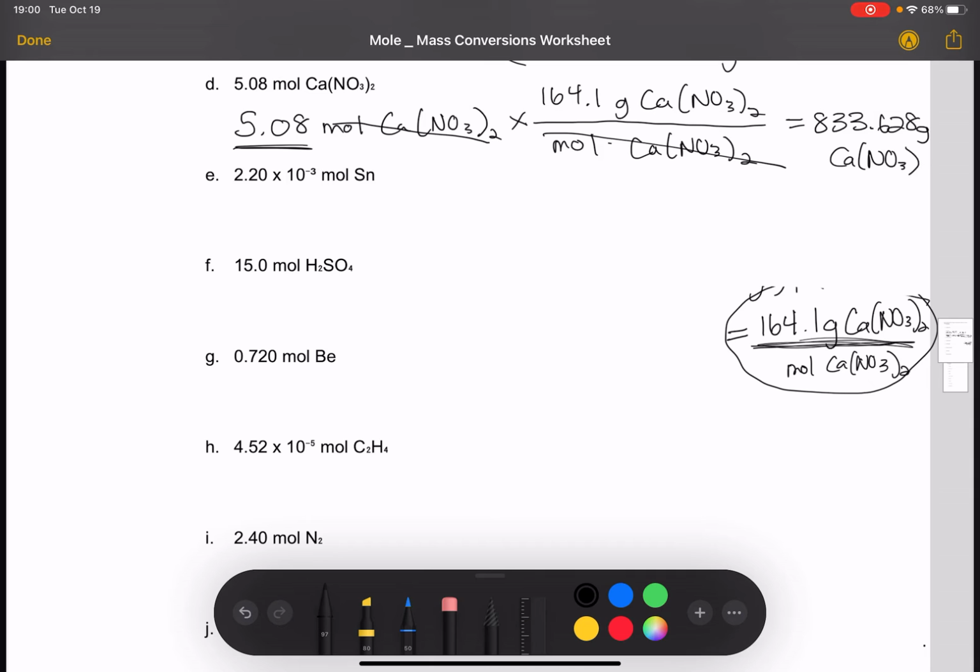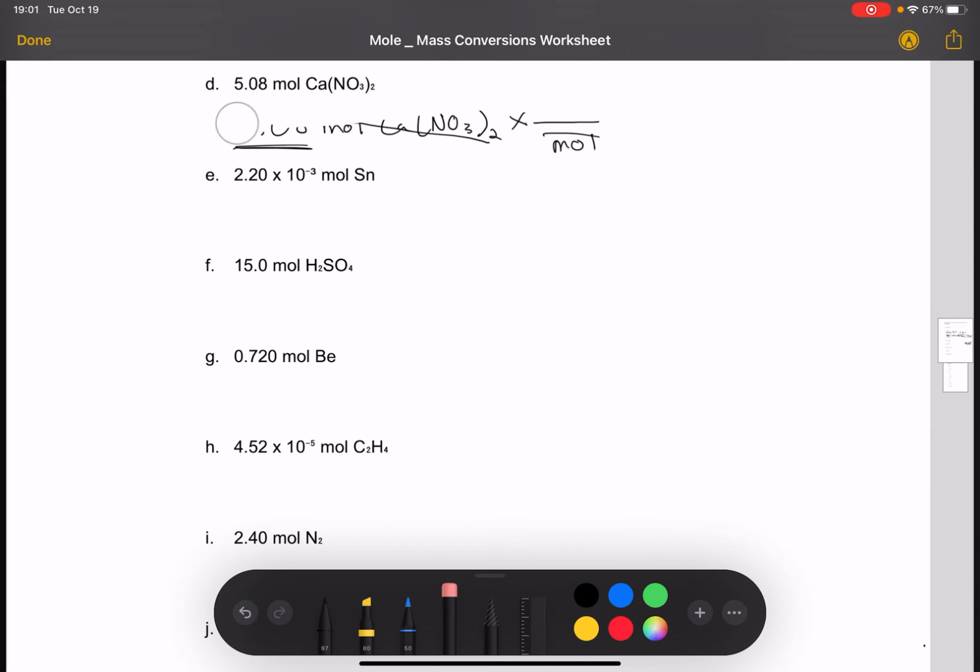That is how much roughly 5 moles of calcium nitrate weighs. Does that make sense? Absolutely, because we have 164.1 grams of calcium nitrate per mole. So if we have 5 moles, it's going to be about 5 times larger. So this times 5 is about 833. So that makes logical sense. Let's go ahead and erase this.